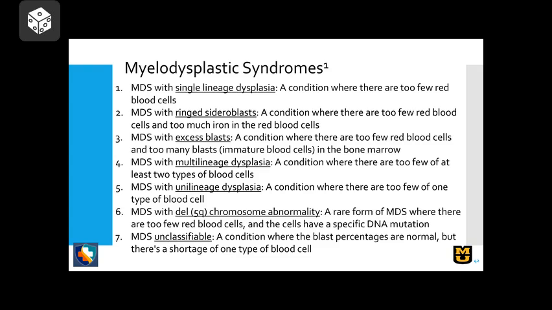MDS with multilineage dysplasia is a condition where there are too few of at least 2 types of blood cells. MDS with unilineage dysplasia is a condition where there are too few of one type of blood cell. MDS with 5q deletion, chromosome abnormality, is a rare form of MDS where there are too few red blood cells and the cells have a specific DNA mutation. And finally, MDS unclassifiable, a condition where the blast percentages are normal, but there's a shortage of one type of blood cell.